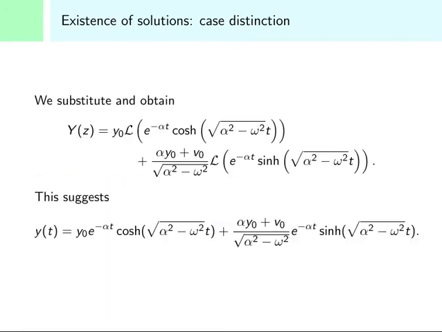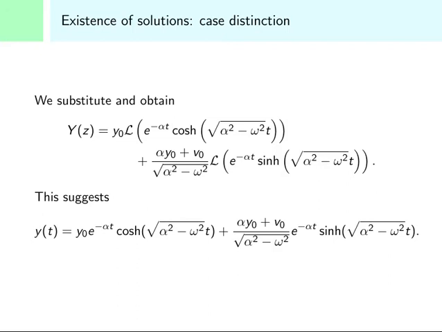With that, we can substitute and find y of z equals y naught times the Laplace transform of exponential negative alpha t times cosine hyperbolicus of the square root of alpha square minus omega square times t, plus alpha y naught plus v naught over square root alpha square minus omega square times the Laplace transform of exponential negative alpha t sine hyperbolicus of square root alpha square minus omega square t. And that suggests the following solution formula.